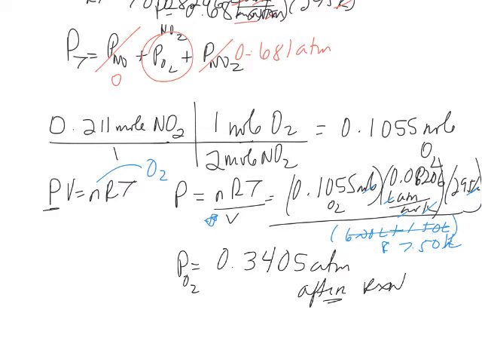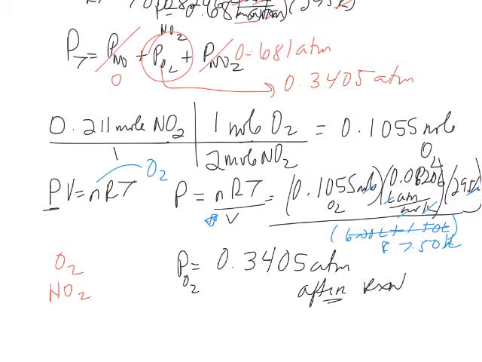And this is after the reaction occurs. So when we put this up here, our oxygen is 0.3405 atmosphere. And I always like to read the question after I solve it to make sure I answered it correctly. Determine which gases remain. Did we do that? The gases that remain are oxygen and nitric dioxide after the reaction goes to completion, and calculate their partial pressures. And we did calculate their partial pressures.